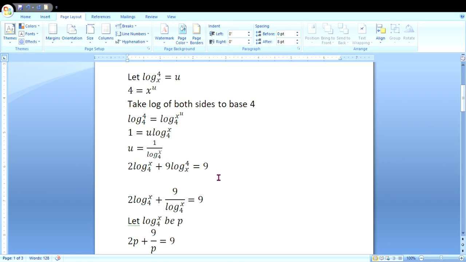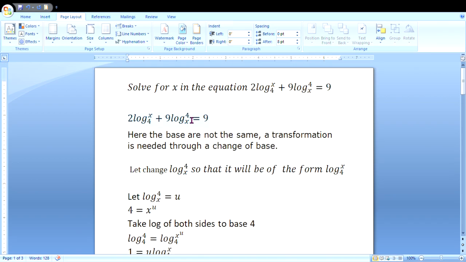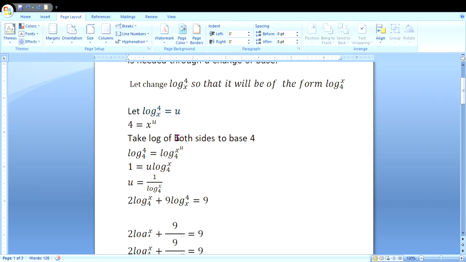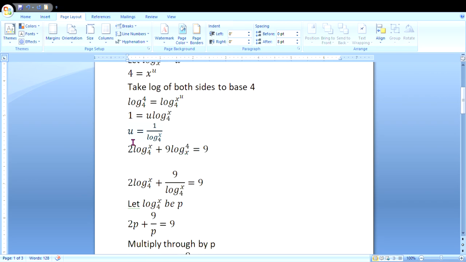x to base 4. Now, in case you have a question of this nature, you can choose either of these to change the base. If you want this to look like this, all you need to do is just say this expression here, log 4 to base x, is 1 all over what you have here. That is the quickest way, but for explanation's sake, we'll go through this. So to transform log 4 to base x so that it looks like log x to base 4, it should be of this nature, 1 over log x to base 4.